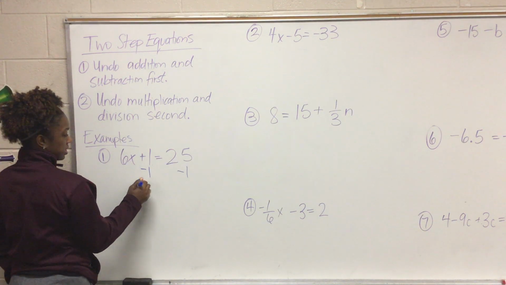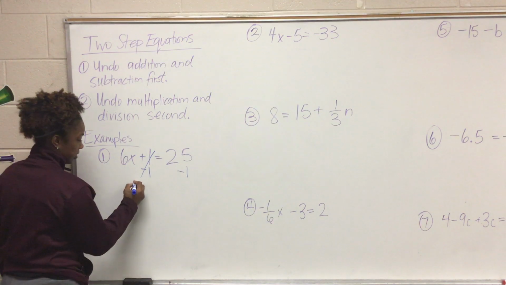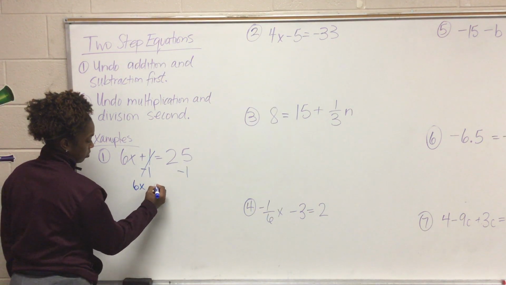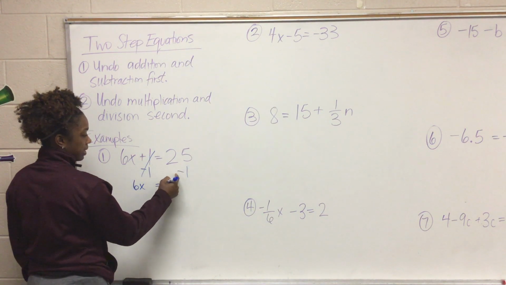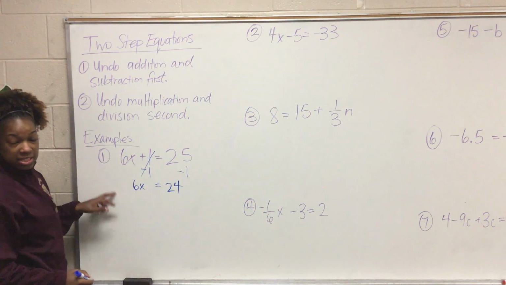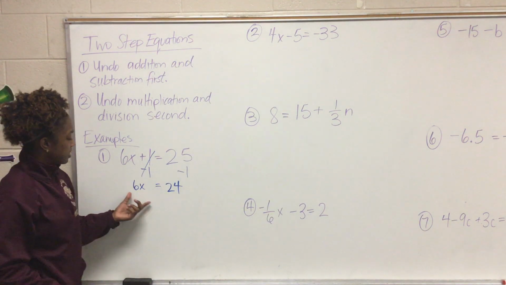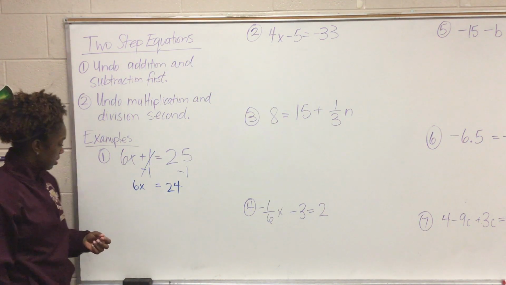1 minus 1 is 0, so this cancels out. We're left with 6x on this side equals 25 minus 1, which is 24. Now we're down to a one-step equation. So we have 6x equals 24.